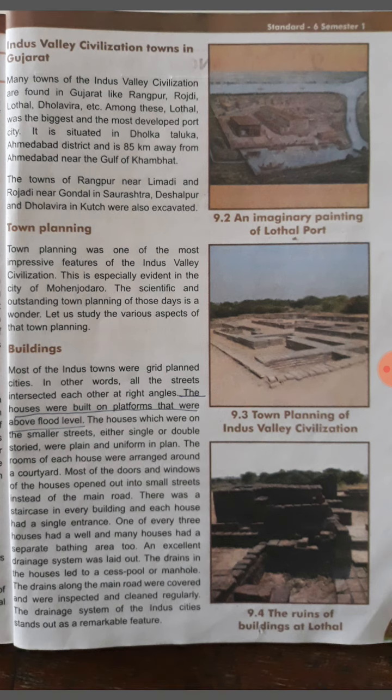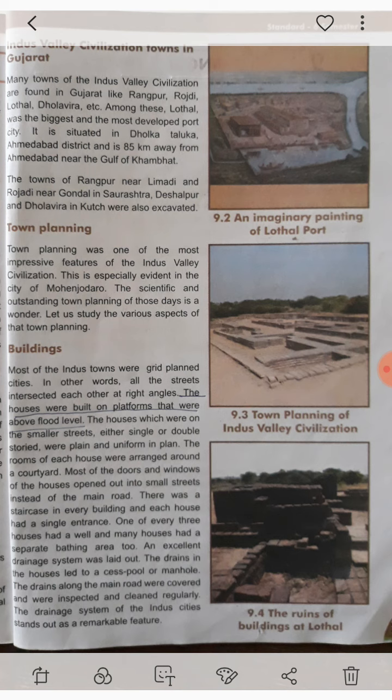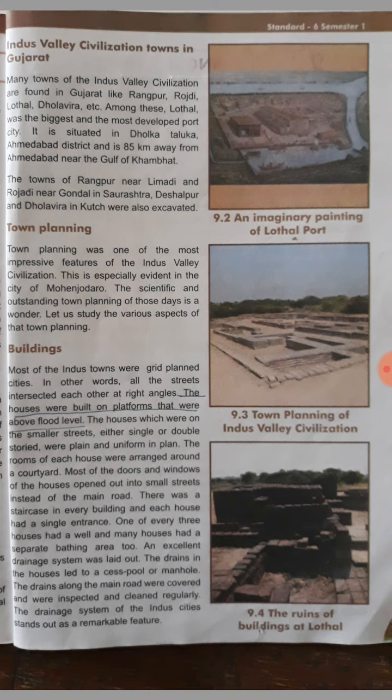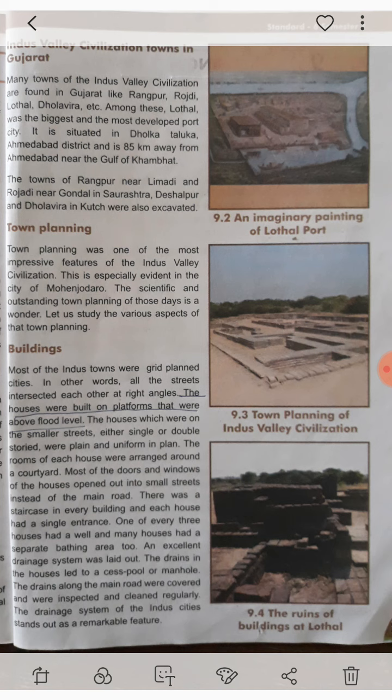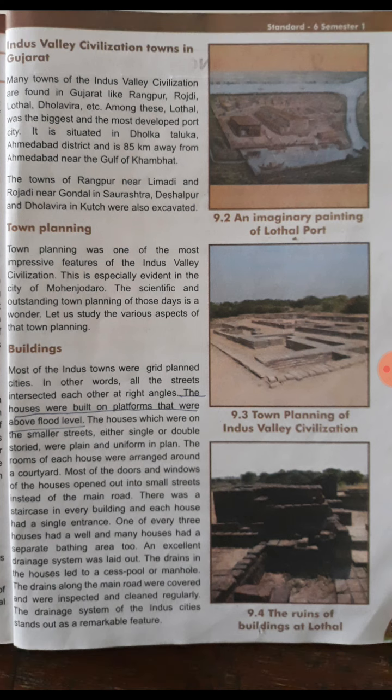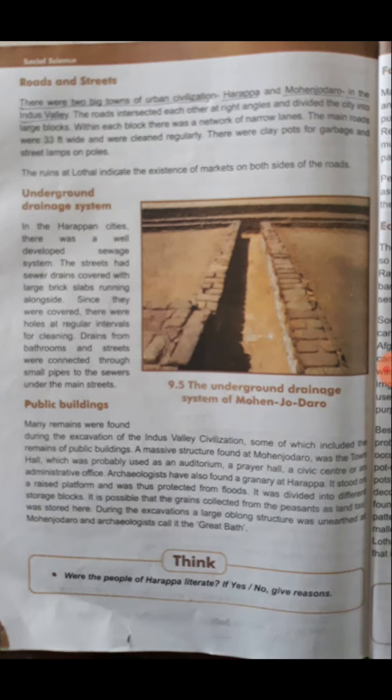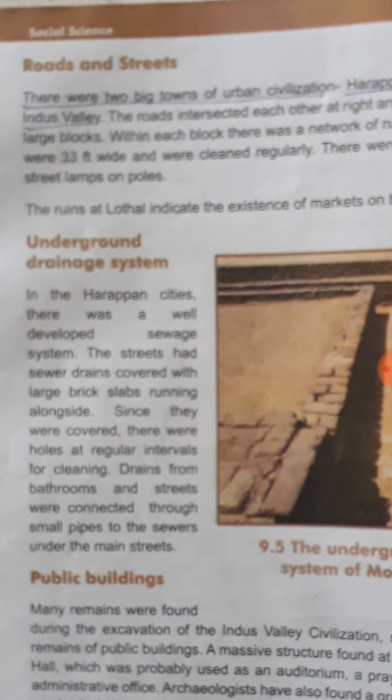Another feature was an excellent drainage system. The drains in the houses led to a cesspool or manhole. The drainage along the main road was cleared regularly. The drainage system of the Indus city stands out as a remarkable feature. You see, thousands of years back we can find this advancement. So it is a wonder, because we are following the advanced planning of earlier generations. Dear students, again here we are seeing roads and streets.